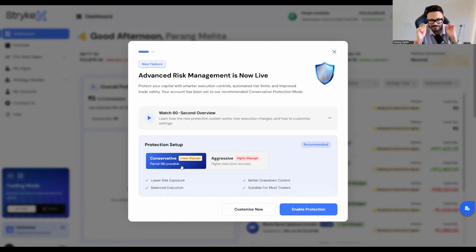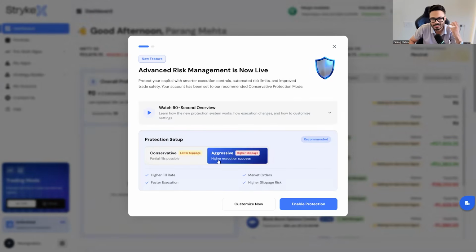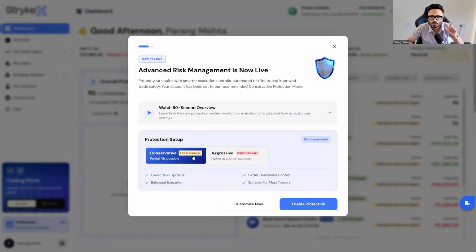On the other hand, the aggressive mode has the characteristics and traits of a market order, meaning you will get immediate execution, 100% success rate, 100% fill rate. That means your orders are guaranteed to be filled, but the price at which your orders are going to be filled might be a little higher as compared to conservative mode. That means the slippage is going to be on the higher side on a comparative basis, because when a user selects the aggressive mode, they are prioritizing execution speed over execution price. And when you select conservative mode, you are prioritizing execution price over execution speed.